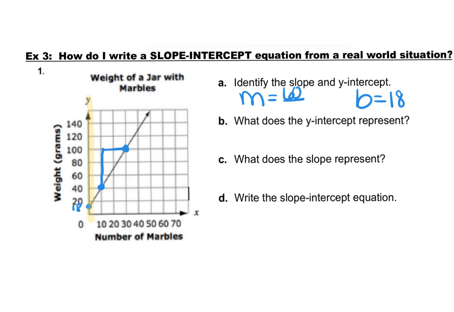And so I've got then a run of 20. Now I would simplify this because we're talking about the weight of the marbles. So 60 divided by 20 is equal to 3. And so it's asking you, what does the y-intercept represent? Well, the y-intercept is representing when you've got 0 marbles and it's just the weight of the jar. So it's weight of jar with 0 marbles.